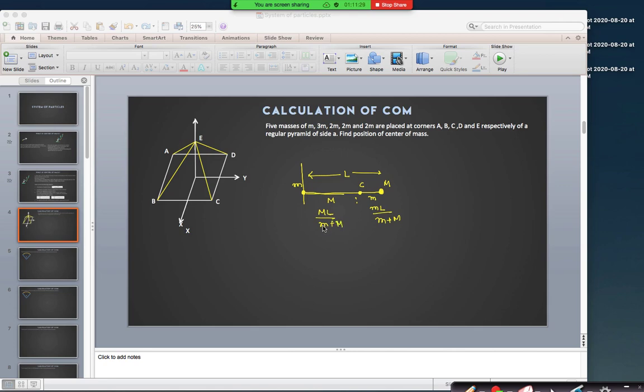How can I prove it? If you take this to be your x-axis, and this to be the origin, then what is the center of mass x coordinate? It is small m into 0 plus capital M into L divided by total mass. Yes or no? You can find that this is the distance we have got. So center of mass always divides the line joining the two masses in their inverse ratio. That thing also you should remember.